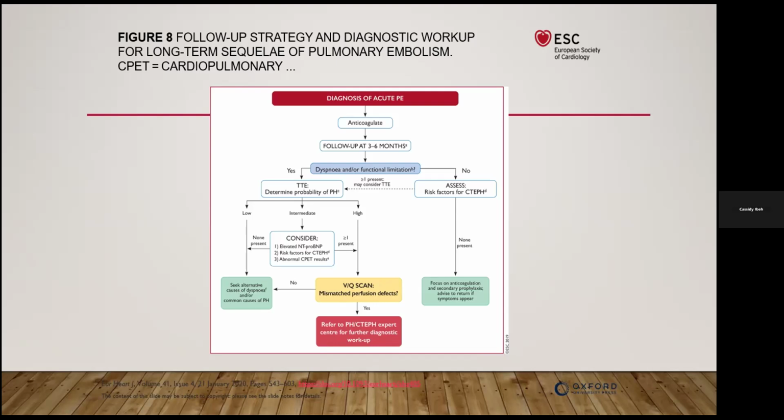Okay, management. Now, if none of these symptoms exist, then it's also important to assess this patient for risk factors, because most times it may actually be asymptomatic. If there are none, then you want to focus on anticoagulation and secondary prophylaxis, and then advise the patient to return if symptoms appear.